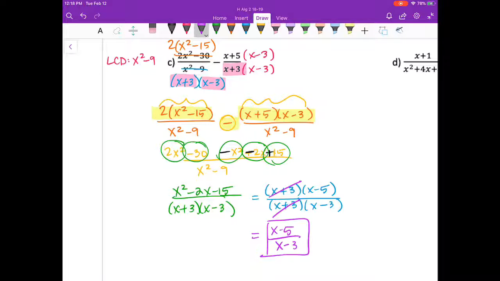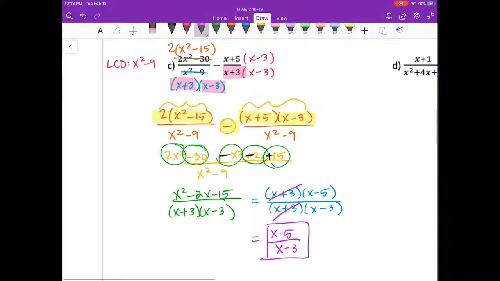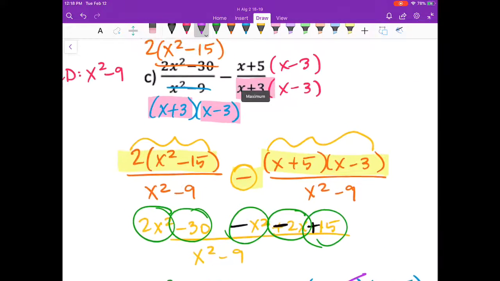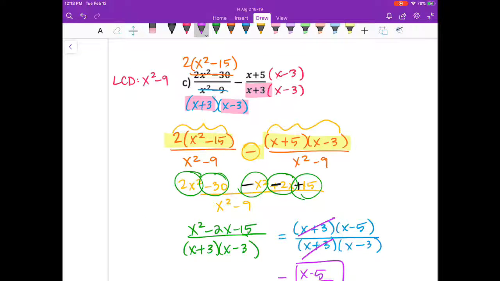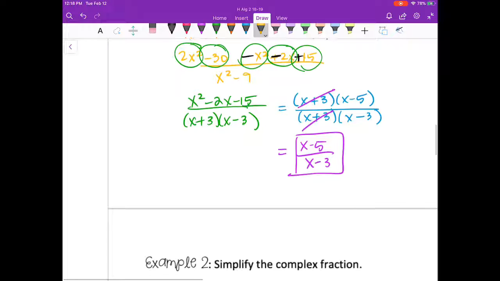Again, what values would cause our expression to become undefined? We'll think back to our values from the very beginning. So if I set my LCD of x plus 3, x minus 3 equal to 0, x cannot be positive or negative 3.